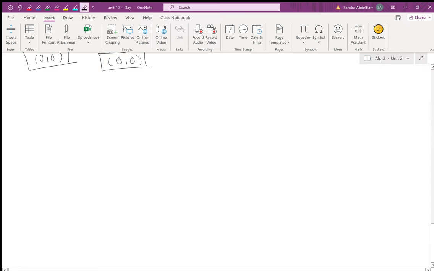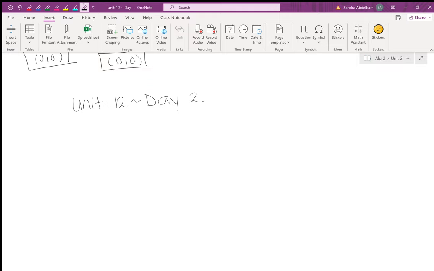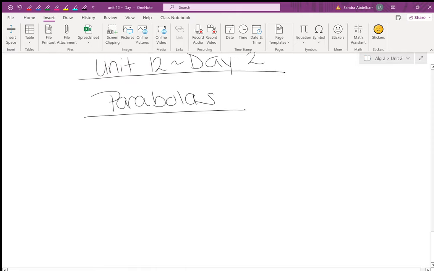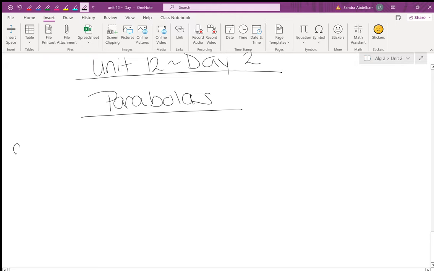Okay, so now we are going to Unit 12, Day 2. We are getting into the nitty-gritty. All day, everyday parabolas. I don't like this day. So my goal is to end on a test for spring break. So this is why I'm doing this. So then you don't get it the day after spring break. I don't know. All right.